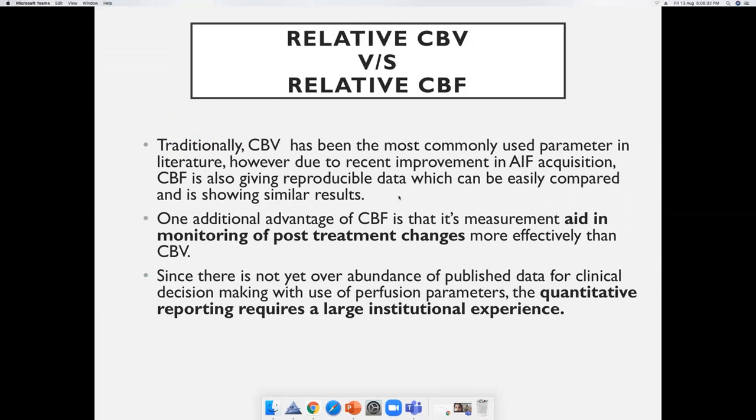Now another question one might ask: sir, you are always talking about CBF. Should we use CBV or CBF? Both are available to us. Traditionally, CBV has been the most commonly used parameter. From literature, you will just find CBV. The problem is, as we have already seen, CBV is least dependent on AIF. However, due to recent developments in software for AIF, CBF is giving us reproducible data, which can easily be compared in different studies, and it is at par with CBV.